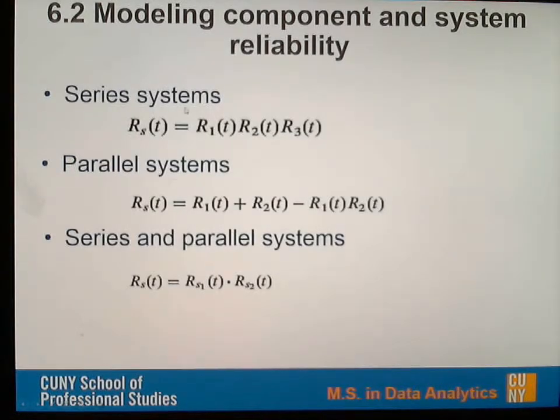And then for a series system, we could use multiplication to get the system reliability. While for parallel systems, we can use R1t plus R2t minus R1t times R2t. Interesting, right? This is something that we learned in Ohm's law. Or it could be a combination of both.